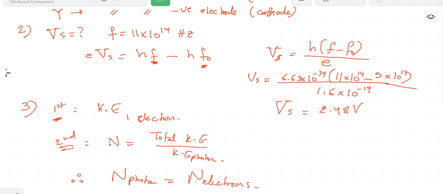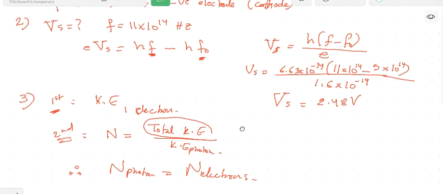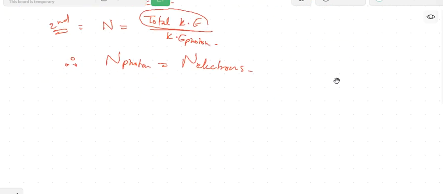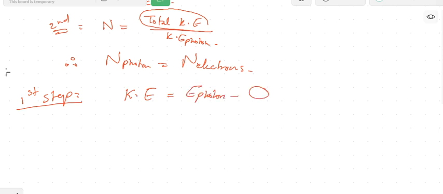So to solve this question, we need to do 3 steps. Initially, we find the kinetic energy of one electron. From that, we divide the total kinetic energy by the energy of one electron to know the number of electrons. And finally, we find the number of used photons. Is it clear? So let me continue solving together. First step, we find the kinetic energy of one electron using Einstein's equation. Kinetic energy equals E photon minus work function.